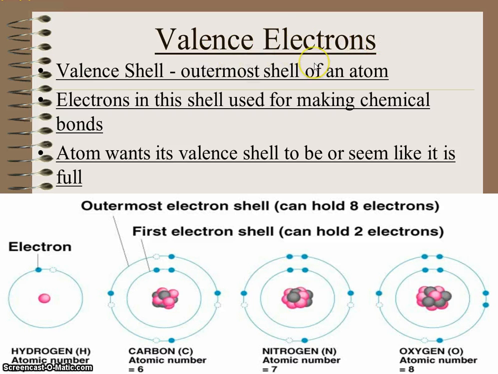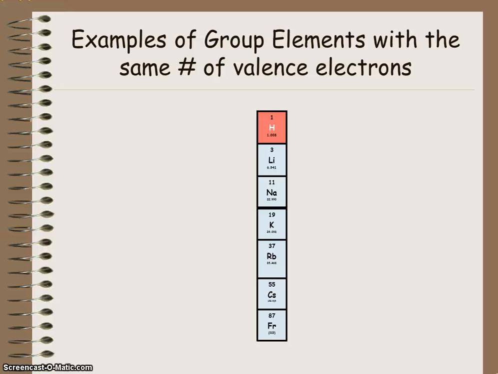It's the outermost shell. It is the electrons that make those chemical bonds. That's how atoms make chemical bonds. They use these electrons, and they want that outer shell to be full. Very important.